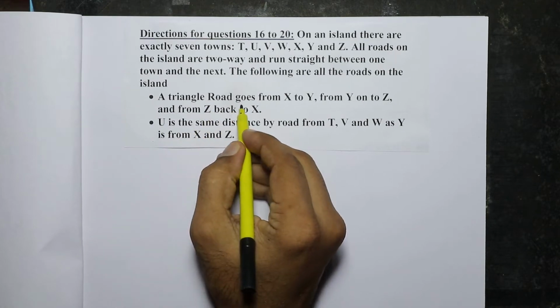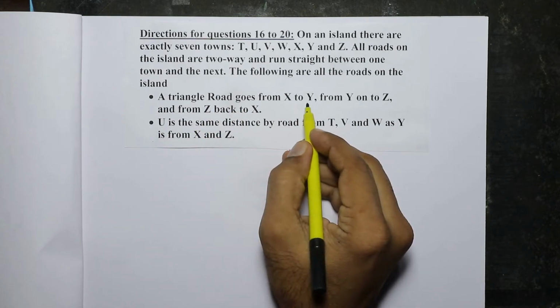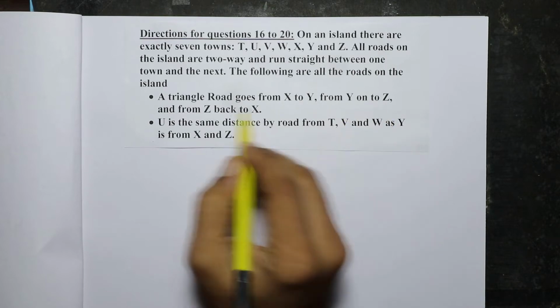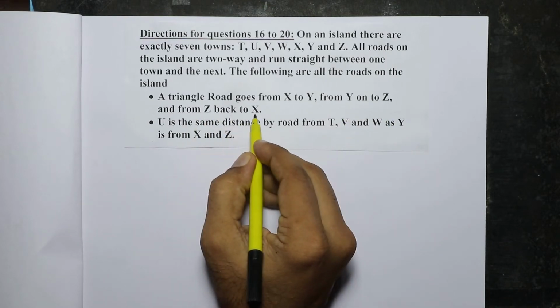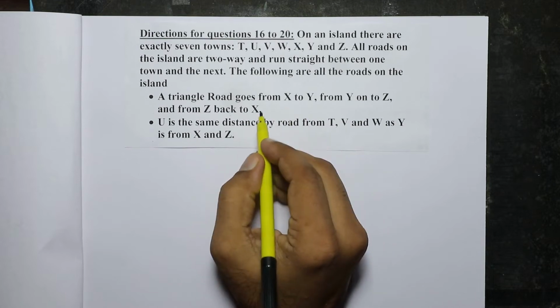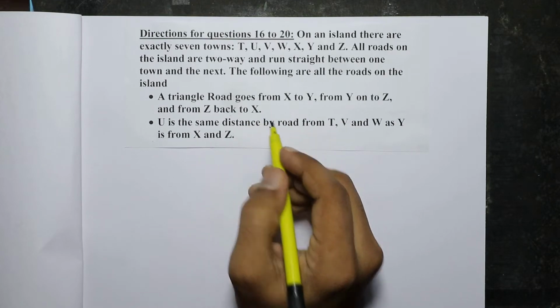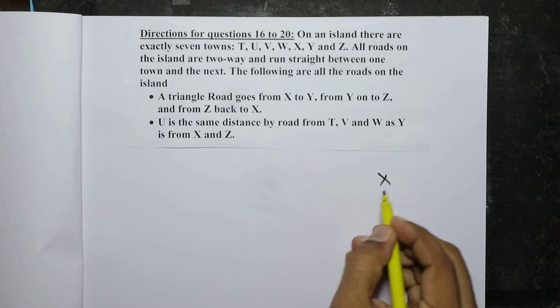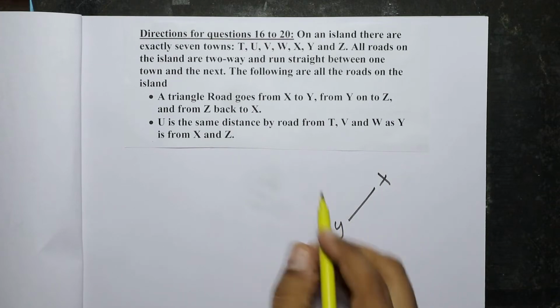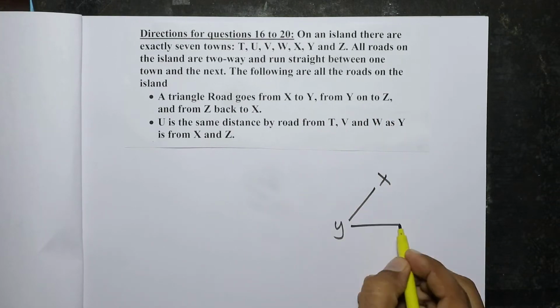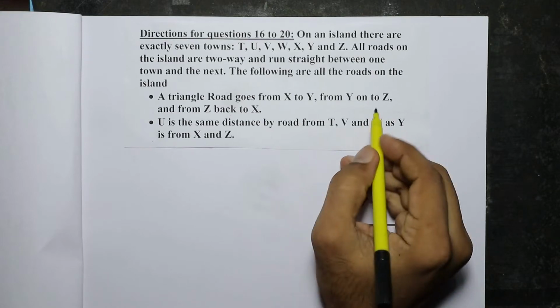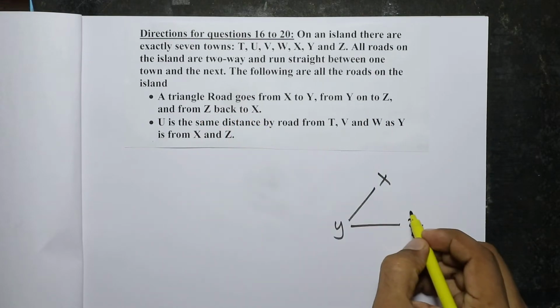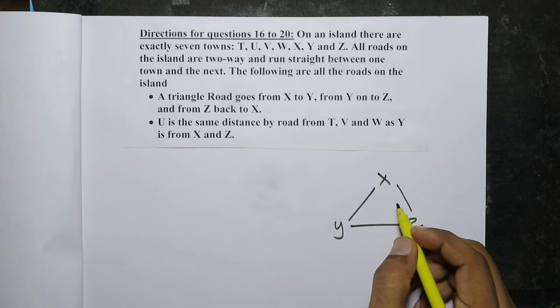A triangle road goes from X to Y, from Y to Z, and Z back to X. So X, Y, and Z, it is a triangular road. That is, one road is X to Y, then Y to Z, and Z back to X. So this is a triangular road.